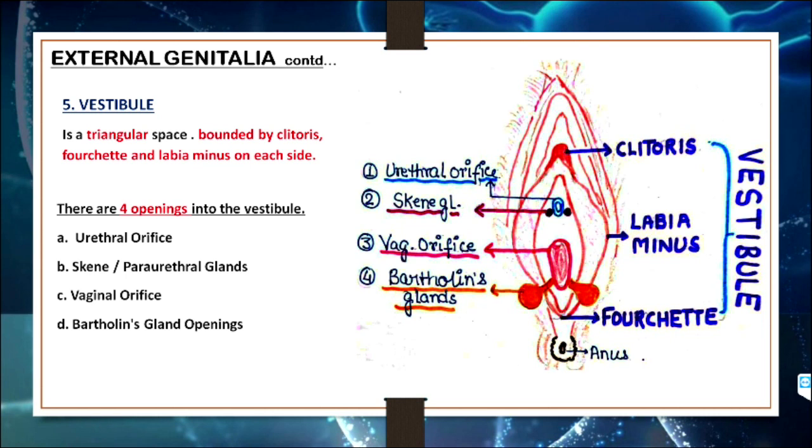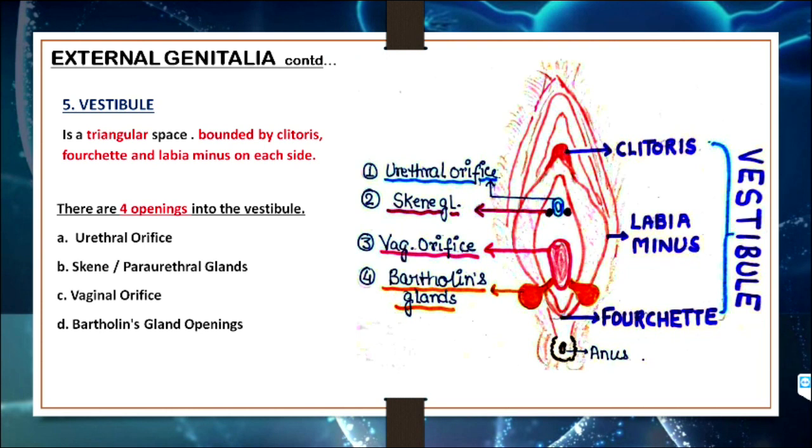And the vestibule has four main openings. Yes, four main openings are present in the vestibule. First is urethral orifice. Second, you can see Skene glands, also called paraurethral glands. Third one is vaginal orifice, and the fourth one is Bartholin glands. Bartholin glands is very important. This question has also been asked in the exam.